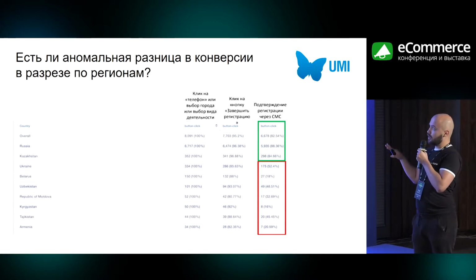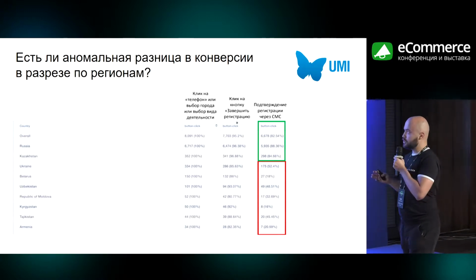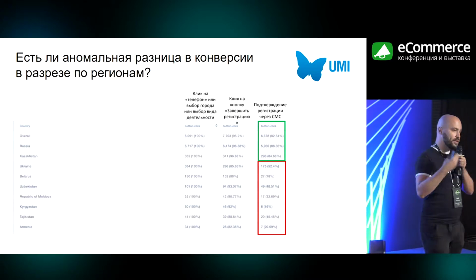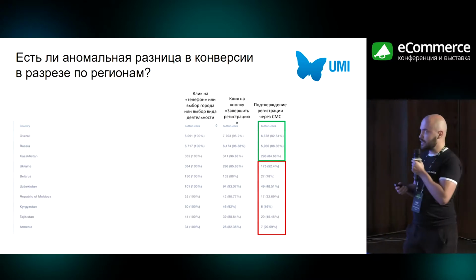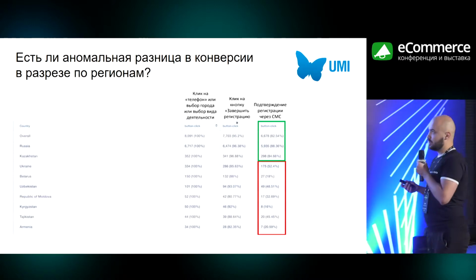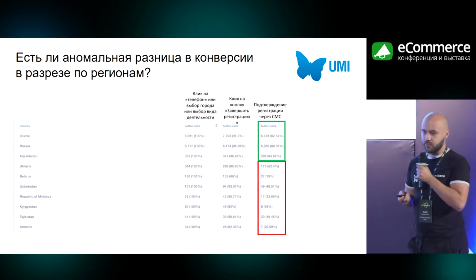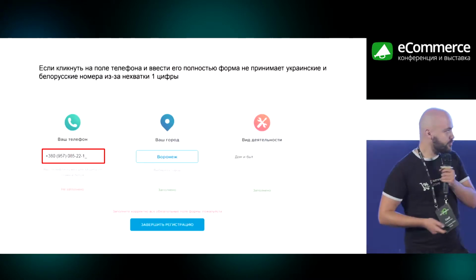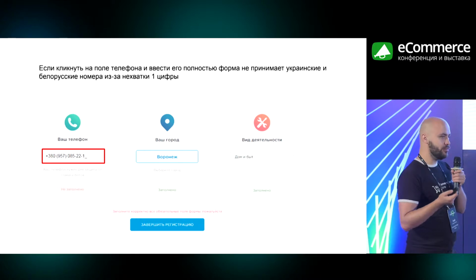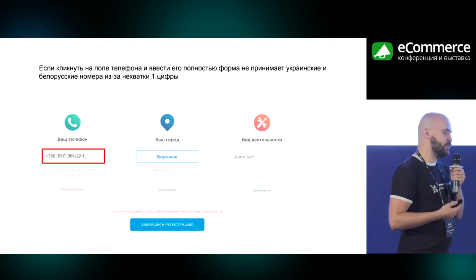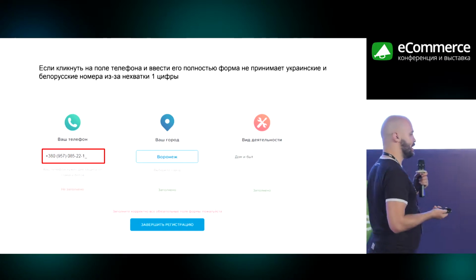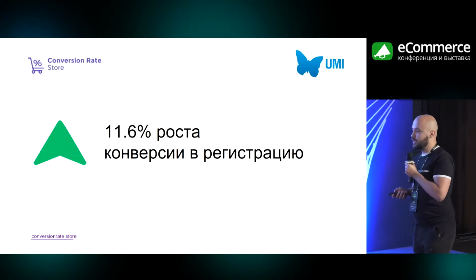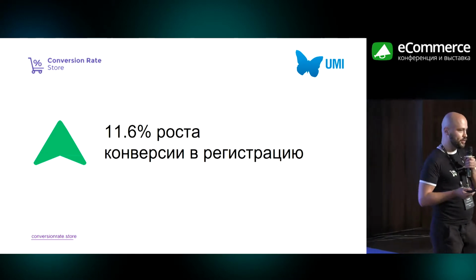So here is the same breakdown for the geography. This is each click in the funnel and the breakdown by countries. And as you can see, the conversion rate in Ukraine and Belarus is about 2 times lower than from Russia. So why is that? The case was pretty straightforward. The format of the phone number didn't accept Ukrainian and Belarusian phone numbers. And fixing this again produced 11% conversion rate growth.